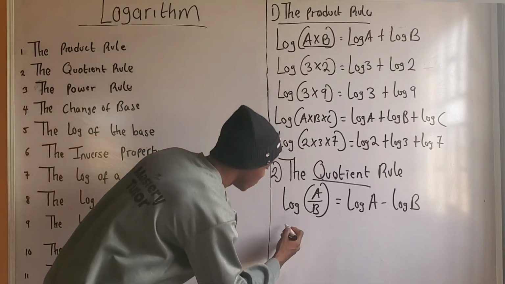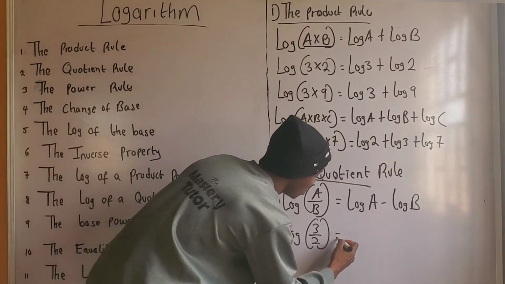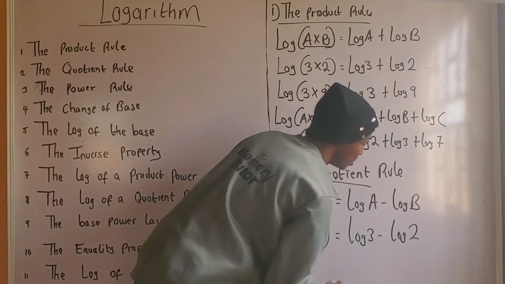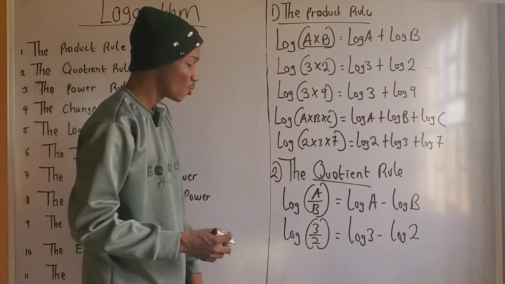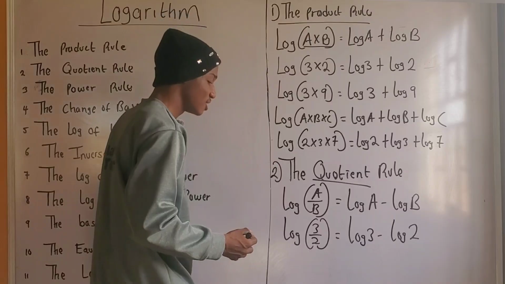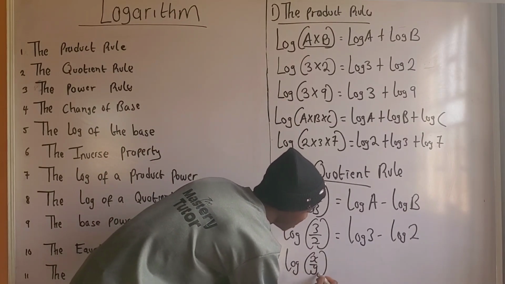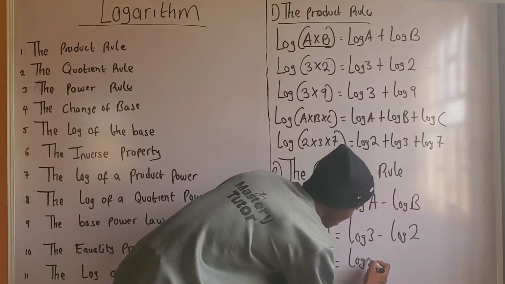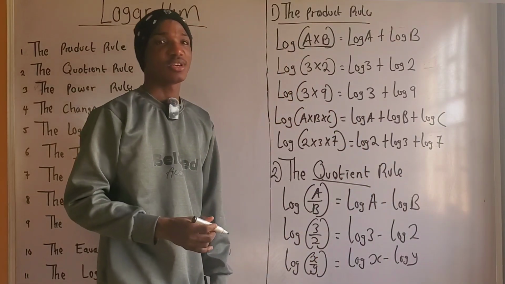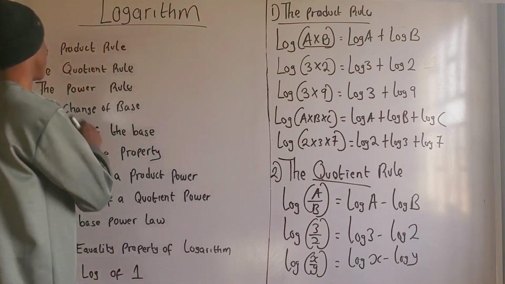Now let's say you have log 3 all over 2. This will be equal to log 3 minus log 2. Okay, you can see how the laws work. Are you getting it? So when you have division, you're going to have the difference of that log. Do you get it? So let's change it. Let's say you have log x all over y. This will be equal to log x minus log y. Do you understand? Okay, so this second rule that you see here is called the quotient rule.